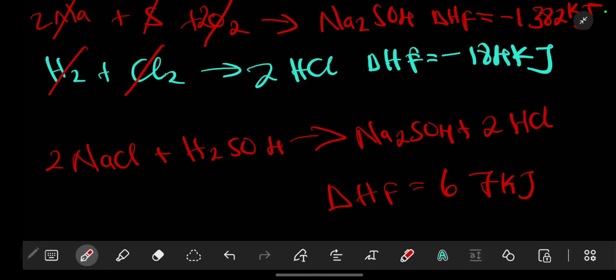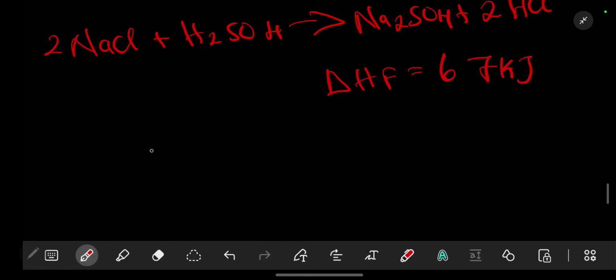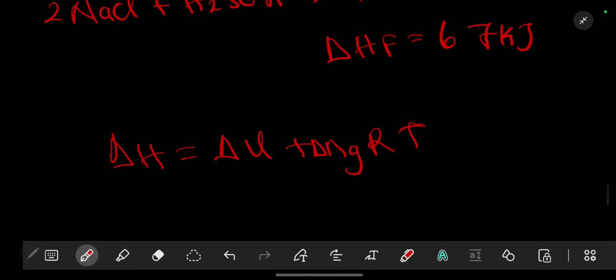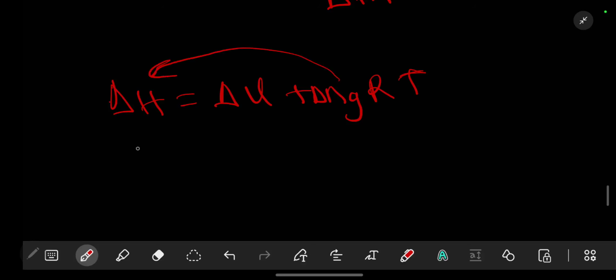But they want the change in heat. So remember what we said. We have the change in heat. The change in enthalpy should be equal to the change in the internal energy, or heat, plus the change in the number of moles of a gas times R times the temperature at that period. So if this goes to the other side, it will be change in enthalpy minus the change in the number of moles of the gas, times R times T.